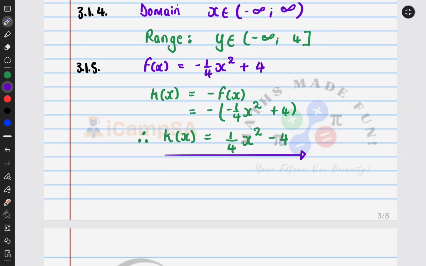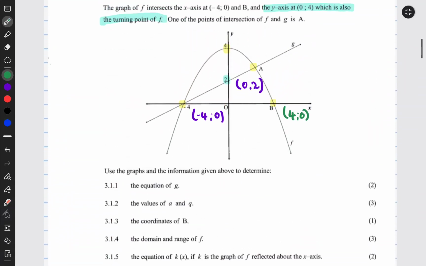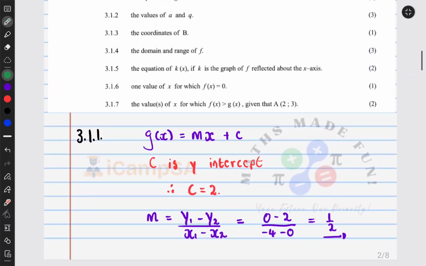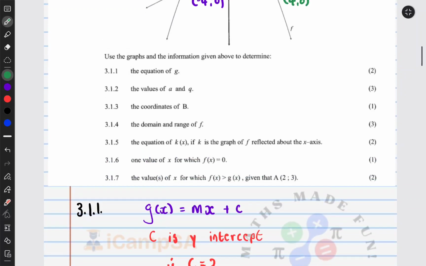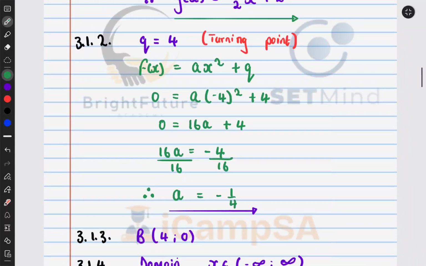Since it's reflected about the x-axis, if we were to sketch this function, we will expect it to be facing upwards like that. That would be the graph of k, and then it would have the turning point at negative 4, as you can see there.